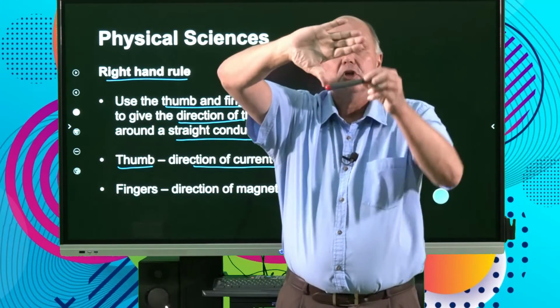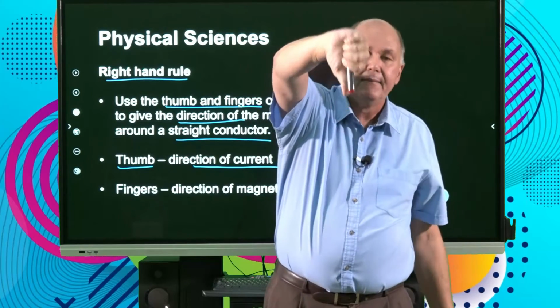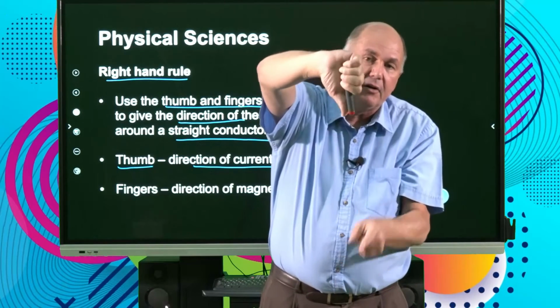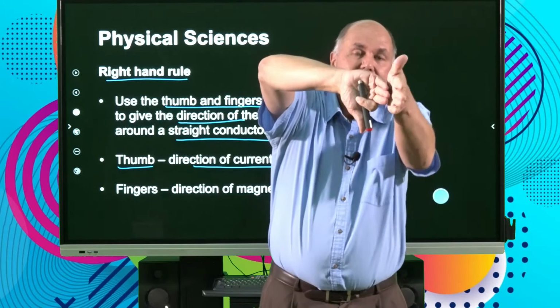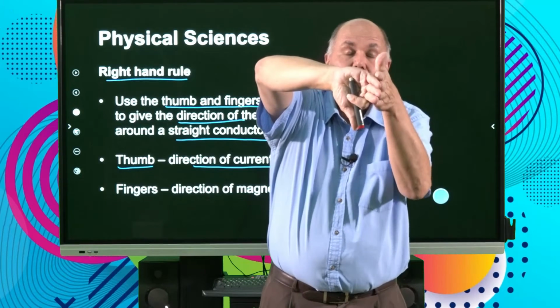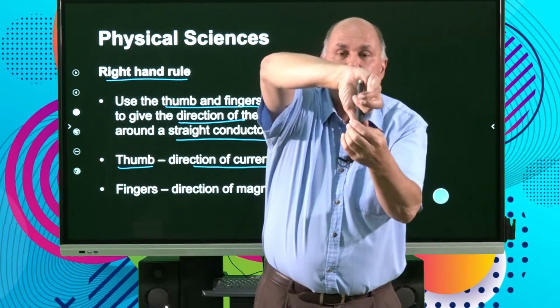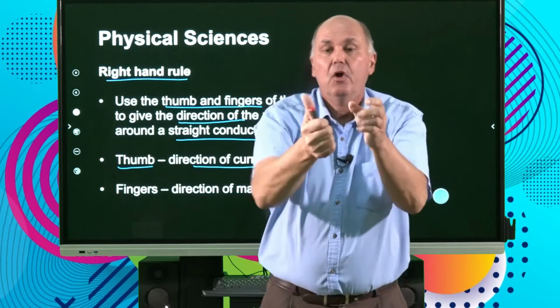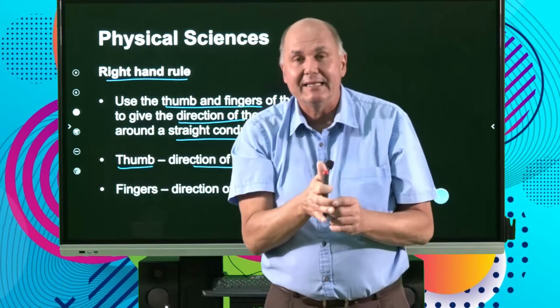If I were to switch it around and say the direction of the current is down, then you can see on this side the field lines are coming out, and on this side the field lines are coming in. Whereas if I turn it around, it will be exactly the opposite.